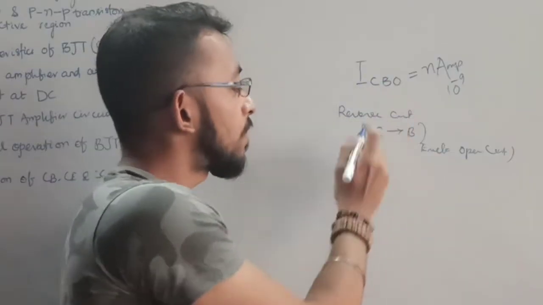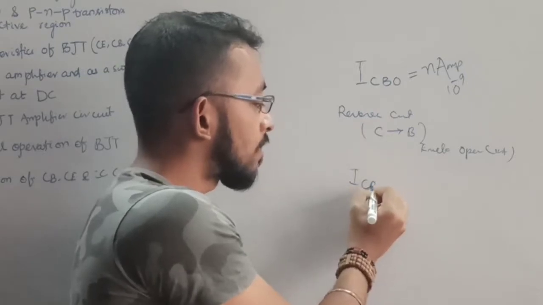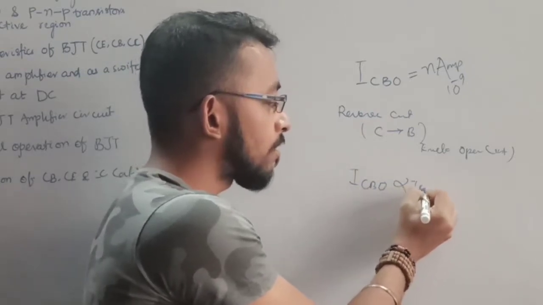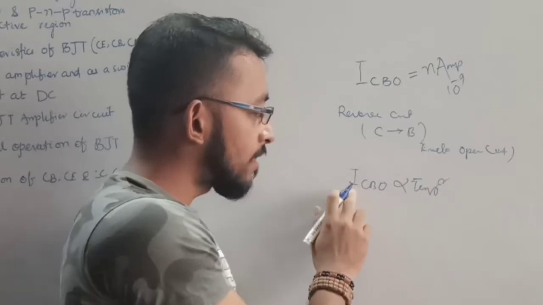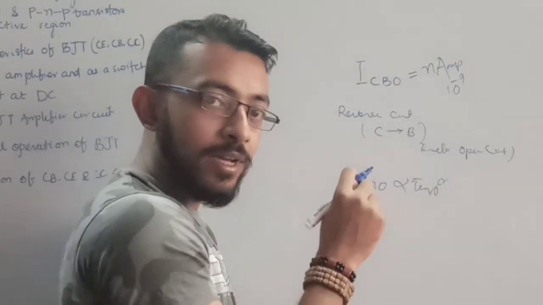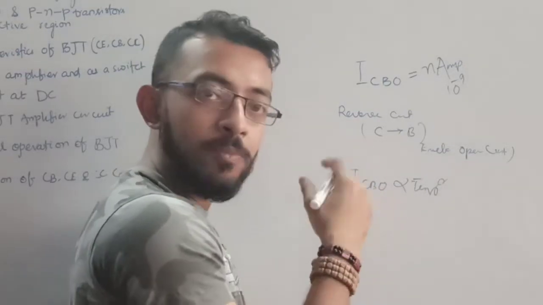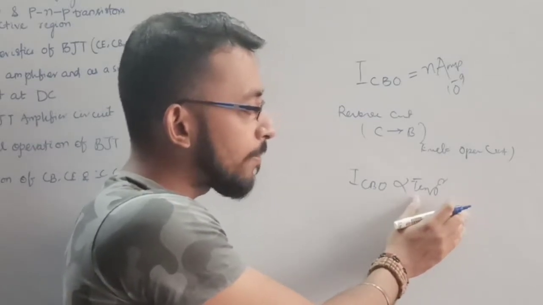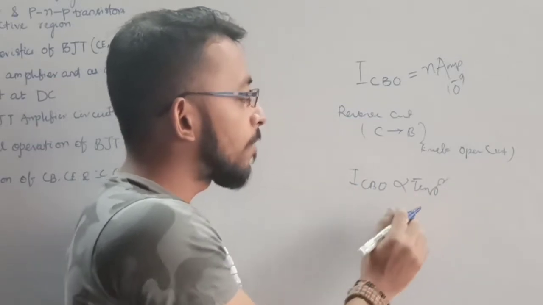This ICBO depends upon temperature. As I said, it is generated because of the minority charge carriers, and the minority charge carriers are thermally generated, meaning by applying a temperature. So this ICBO depends upon temperature.